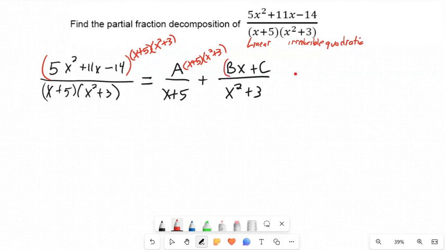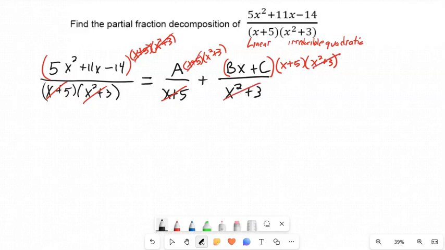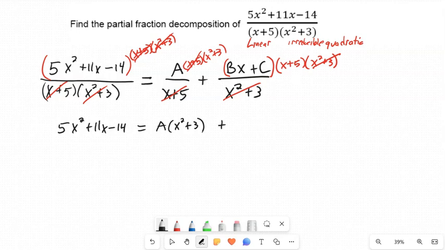With the irreducible, the linear numerator, bx plus c, you need to put parentheses around it because you're going to have to do some distribution in general on that term. Okay, this gets rid of the fractions, leaving us on the left with just 5x squared plus 11x minus 14. And on the right, we can write the A and the x squared plus 3, and the bx plus c and the x plus 5.